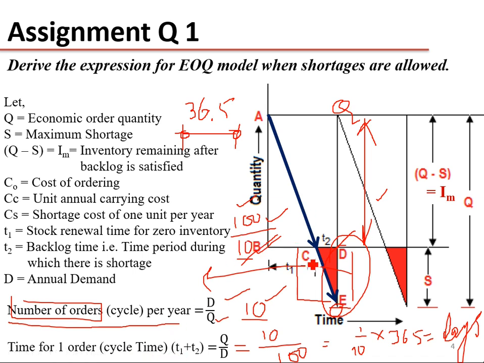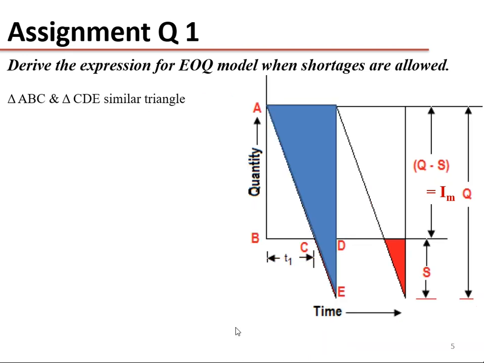But in the shortage case, we know that for the time T1 we have the inventory, but for the time T2 we do not have the inventory, because this is the shortage time period. When we put the order at this point and receive the order at this point, the total cycle time is equal to T1 plus T2.